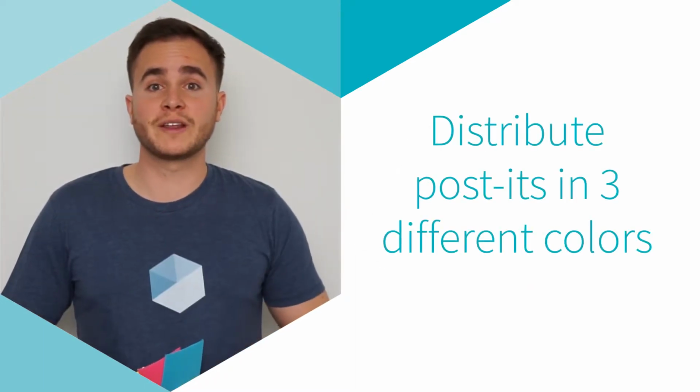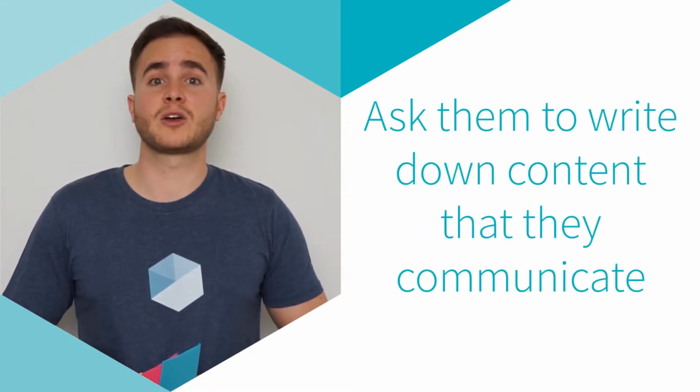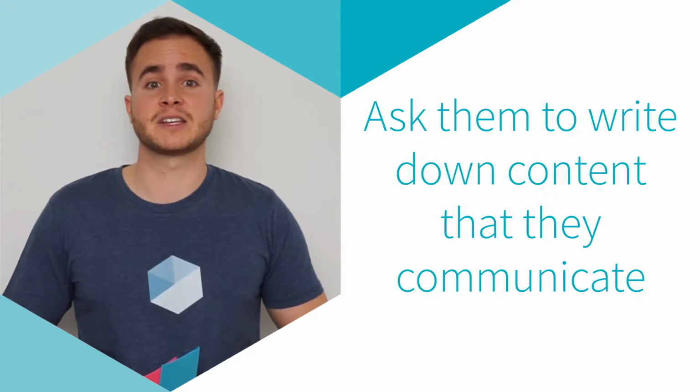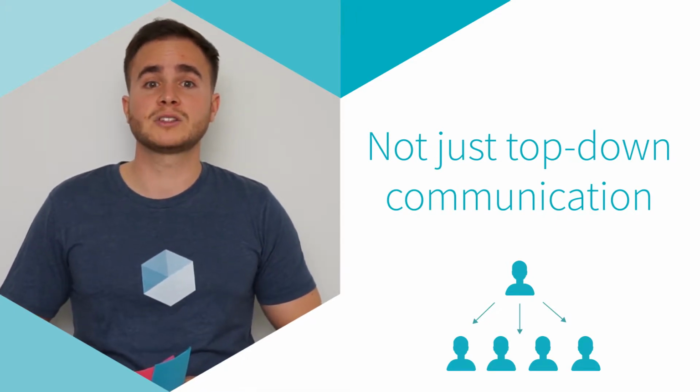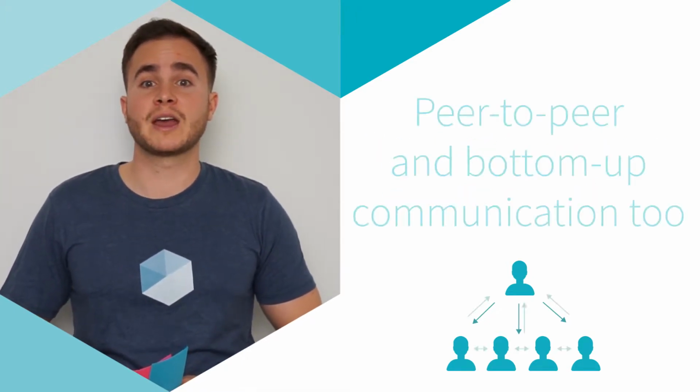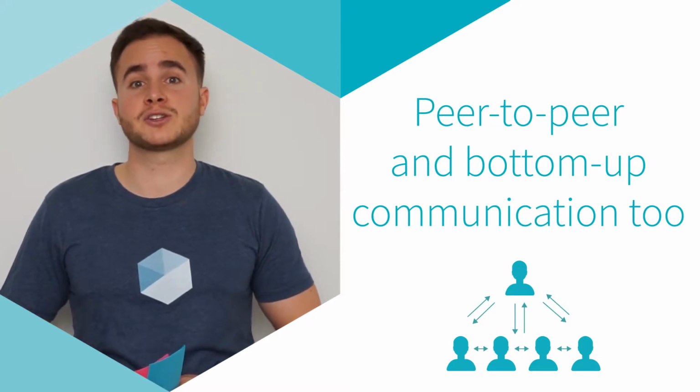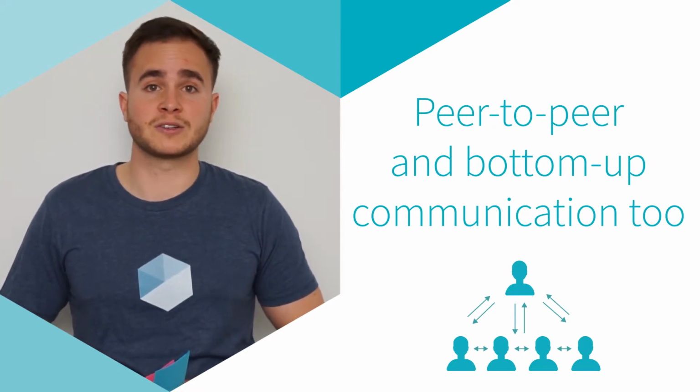Distribute post-its in 3 different colors and give them around 10 minutes to write down all the content that they communicate in their departments and in their teams. They should also think about new content which is not communicated yet but will be relevant and interesting to them. Here it is crucial that they do not just think about classical top-down communication, but also about content which they communicate with their colleagues or information which they share with their supervisors.